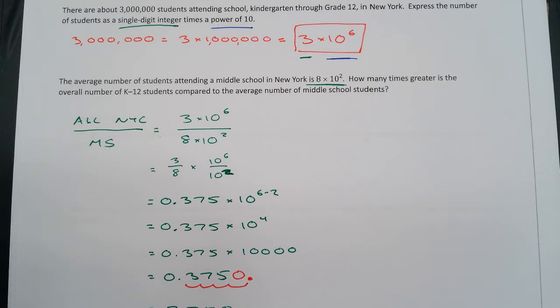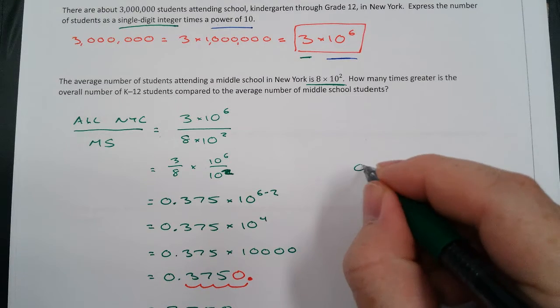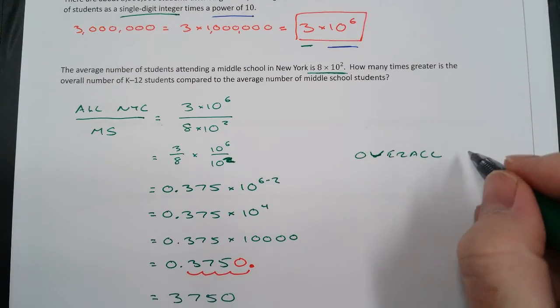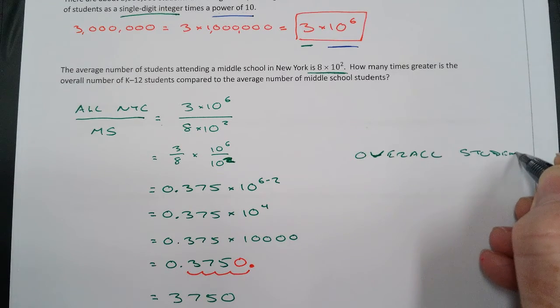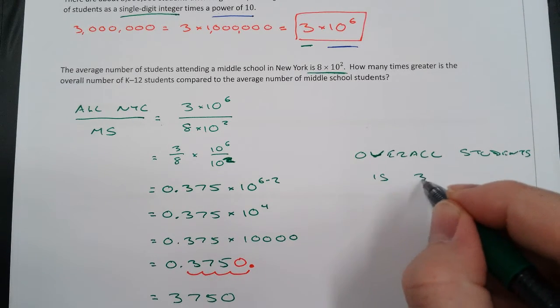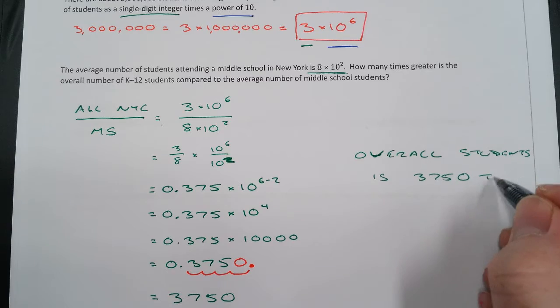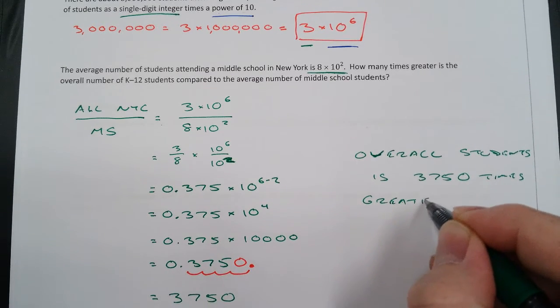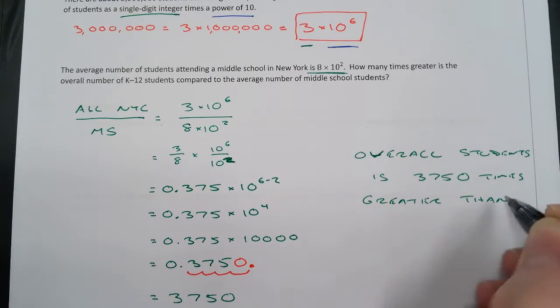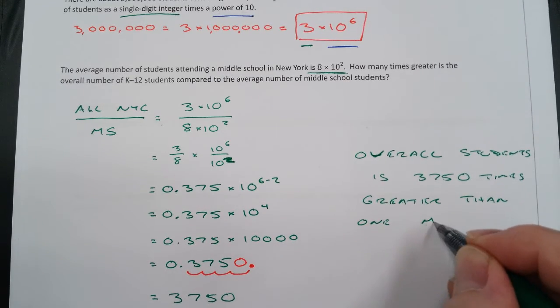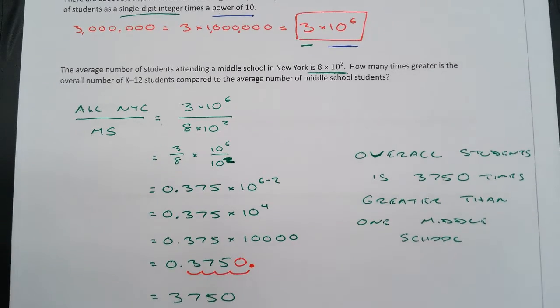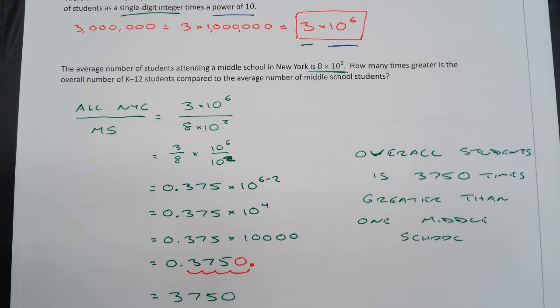So New York City, the overall students, is 3,750 times greater than one middle school. Shows you how much bigger New York City is than just one school.